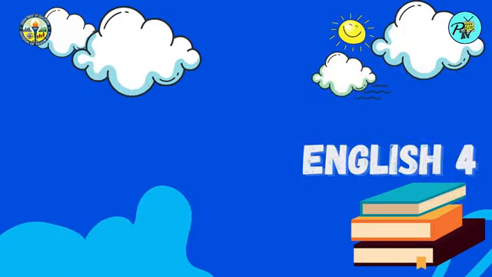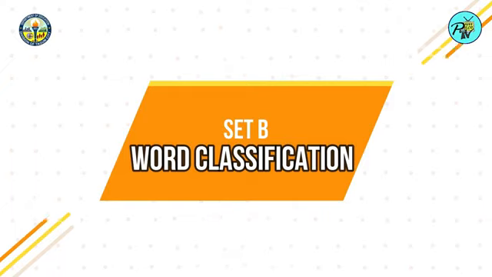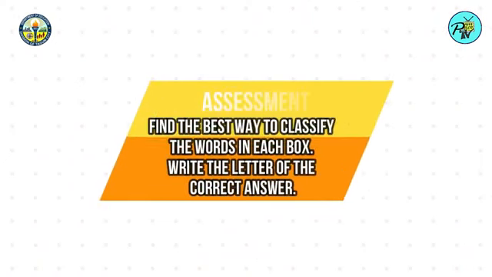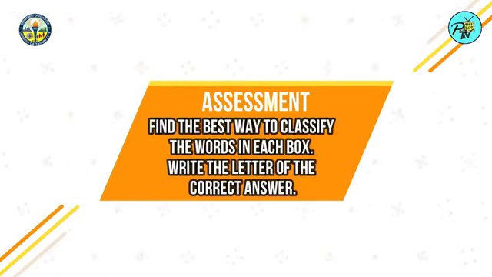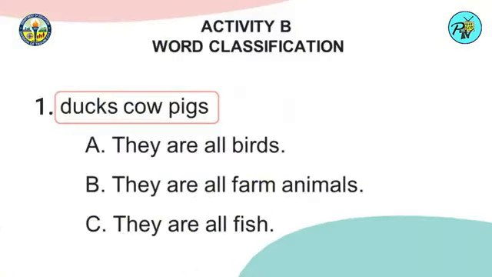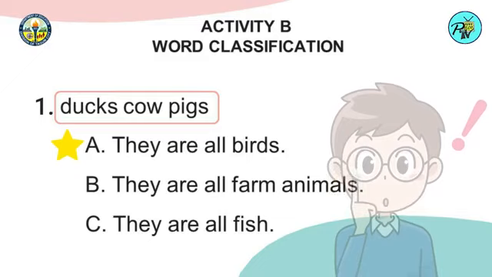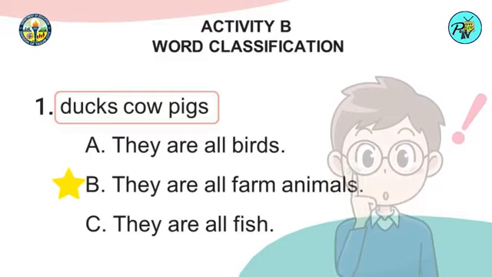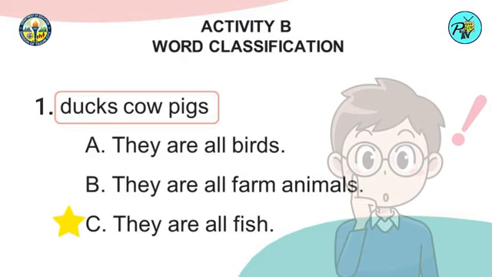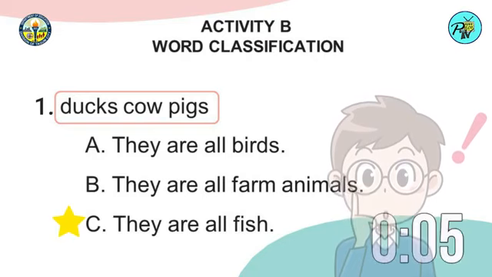Great job! Let's proceed to set B, word classification. Find the best way to classify the words in each box. Write the letter of the correct answer in your notebook. Let's begin. Number 1. Ducks, cow, pigs. A. They are all birds. B. They are all farm animals. C. They are all fish.